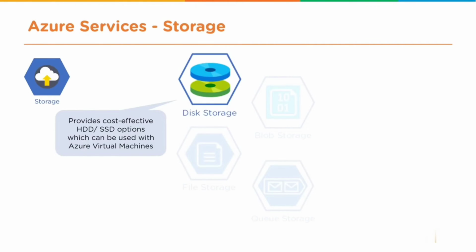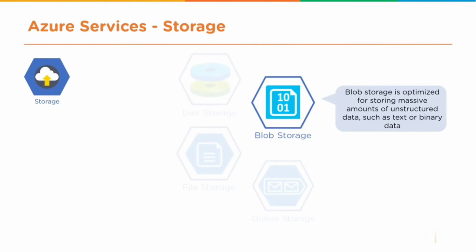Next, we have storage services. First up, we have disk storage. With this, you are given a cost-effective option of choosing HDD or solid state drive to go along with your virtual machine, based on your requirements. Then you have blob storage. This is optimized to store massive amounts of unstructured data, which can include text data or even binary data.